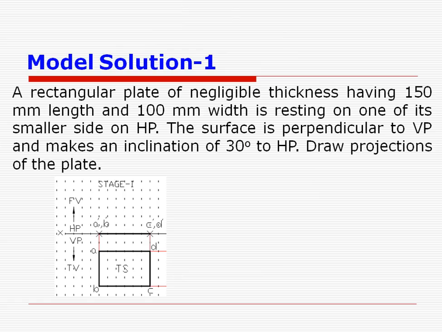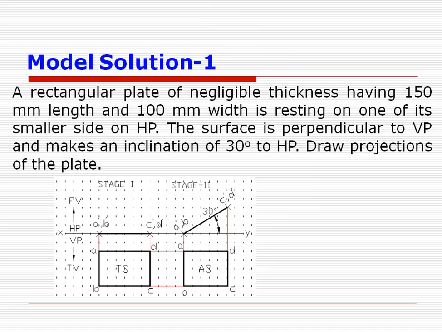Surface inclination is 30. So what I can do is, the front view of the line I can tilt by 30 degree. I can lift the front view up by 30 degree, and corresponding to that I can drop from the endpoints the perpendiculars, which will give me the new shape. The true shape will change to apparent shape. So this is the new apparent shape.